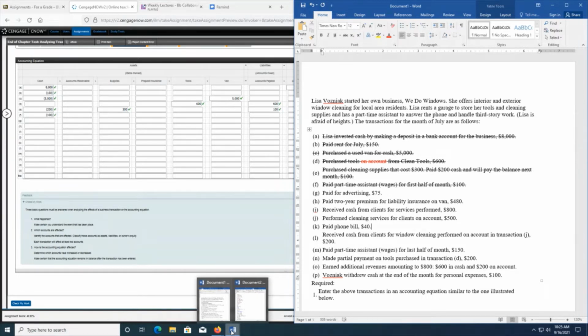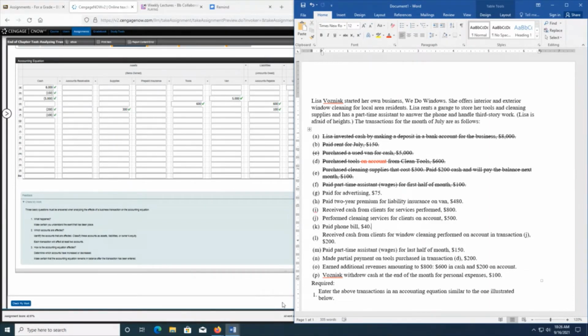Paid phone bill, that's going to be cash. Received cash, that's going to be cash. Paid part-time manager, that's going to be cash. Made partial payment on tools, that's going to be cash. Earned additional revenues amounting to $800, $600 in cash, $200 on account, that's going to be partially cash, partially accounts receivable. Vernyak withdrew cash, that's going to be cash. Okay, so you see where I'm going with this? Cash is almost every single one, unless it says specifically on account or on credit or will pay next month. So for the most part, most of these are going to be dealing in cash.